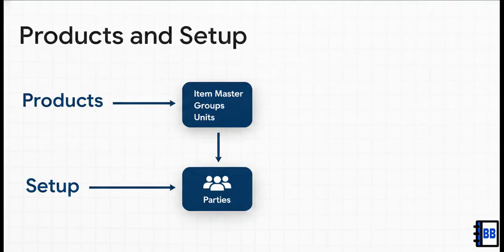To get really specific on those paths, you're going to go to Products and then click Products again to see your item master list. That's your core catalog. To manage the people you buy from and sell to, you'll navigate to Setup and then click Parties. You're going to need both of these configured before you can easily start moving stock around.